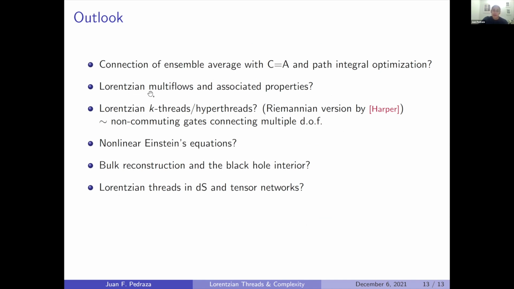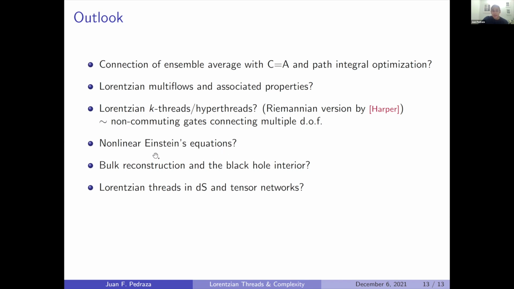In particular, if there is an analog of Lorentzian multiflows. So in the Riemannian case, multiflows are a set of flows that were needed to prove the monogamy of mutual information. So we're wondering if there is a Lorentzian analog. And similarly, we're thinking if there is a Lorentzian analog of what are called hyperthreads. This is a generalization that instead of connecting only two boundary points, you can now encode, at least in the Riemannian case, multipartite entanglement.